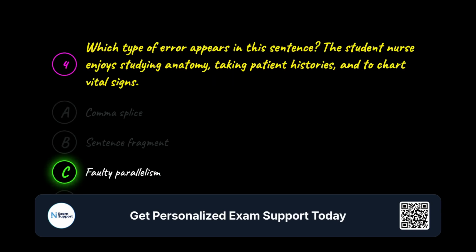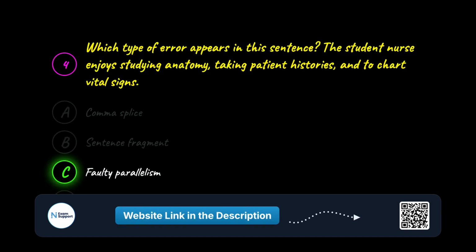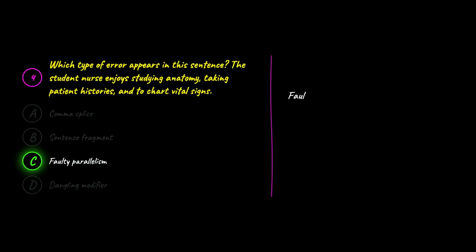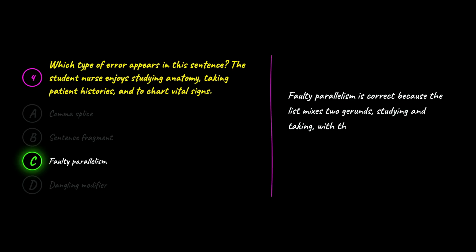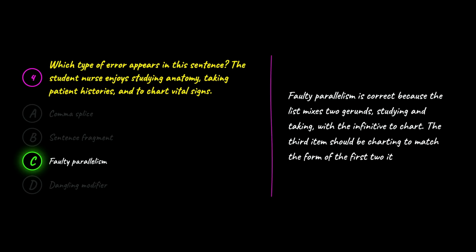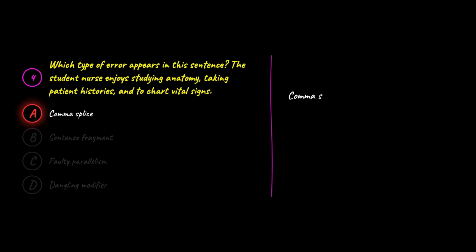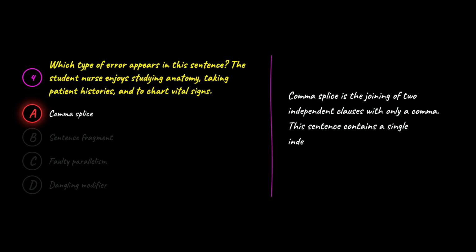The correct answer is C, faulty parallelism. C is correct because the list mixes 2 gerunds, studying and taking, with the infinitive to chart. The third item should be charting to match the form of the first 2 items in the series. A is wrong because comma splice is the joining of 2 independent clauses with only a comma. This sentence contains a single independent clause with a list of activities. So the comma splice label does not apply.